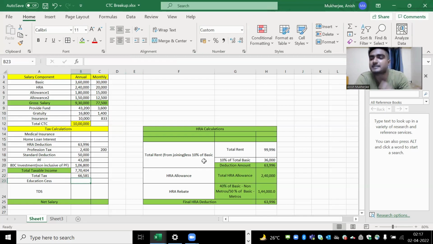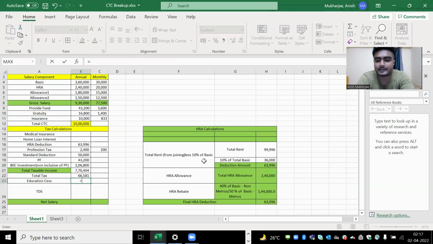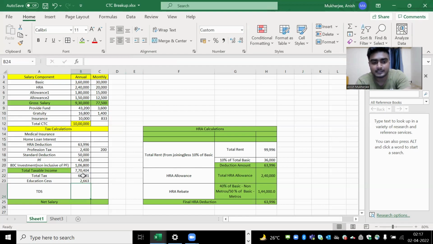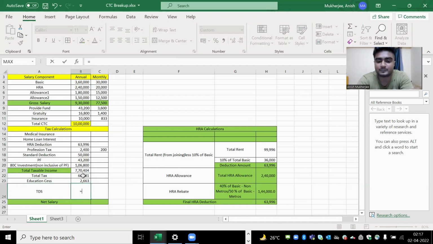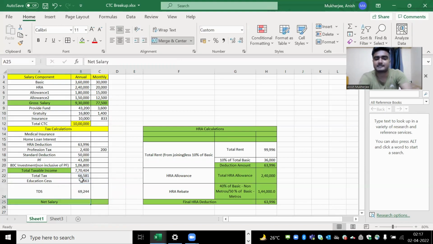Now, education cess is something that is also calculated in your TDS. Education cess is basically the 4% of your TDS. So basically, this is my tax, education cess, and the total TDS that you need to pay in a year is the total tax and education cess. So this is the amount that you need to pay whenever you receive your monthly. We'll come to the monthly part of it so that you can get a clearer picture as to what it is that will be deducted as a TDS.